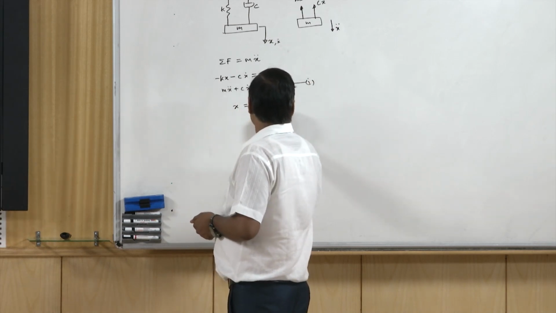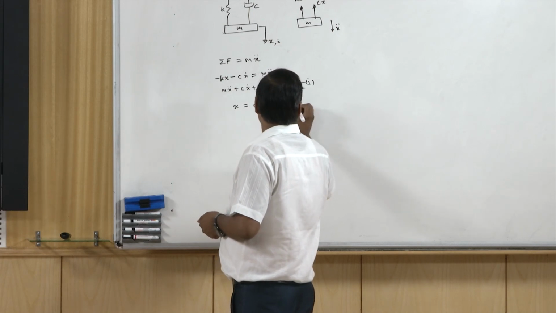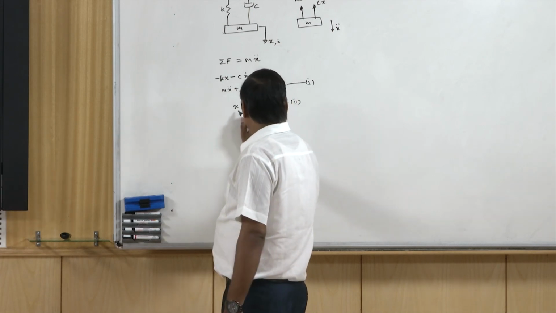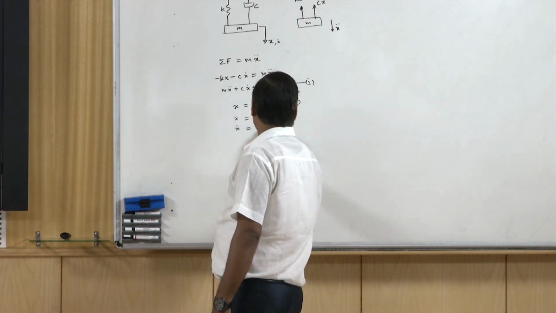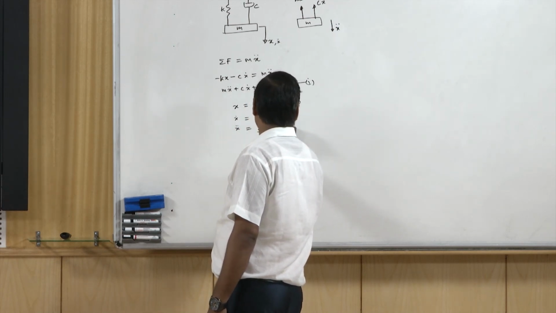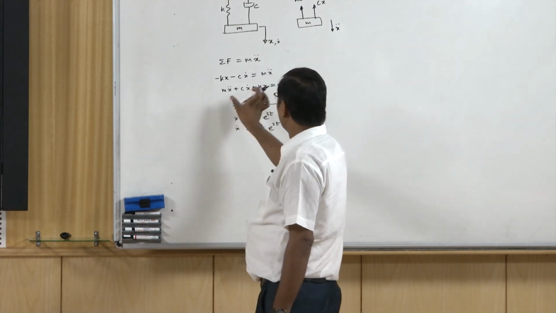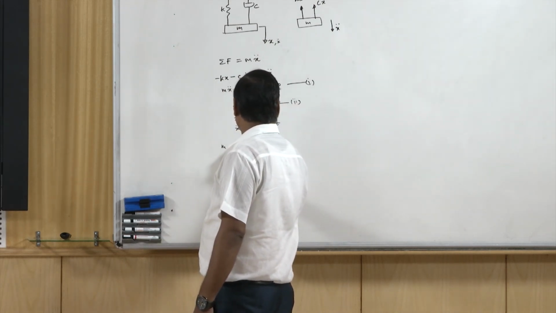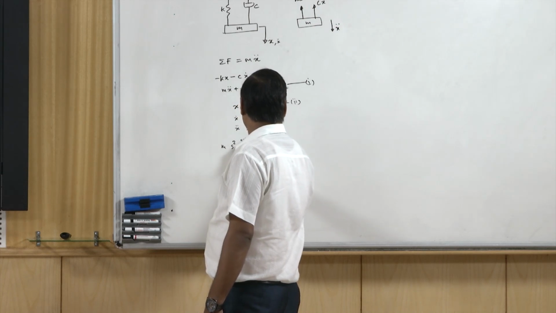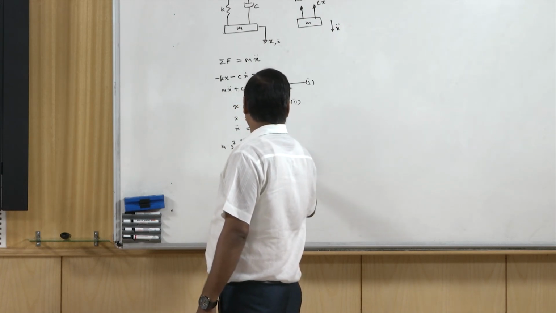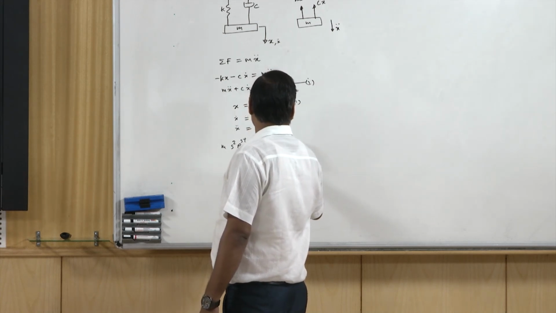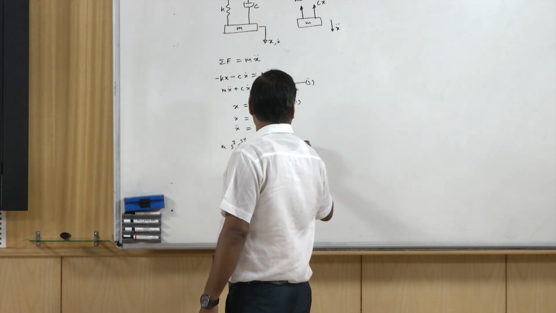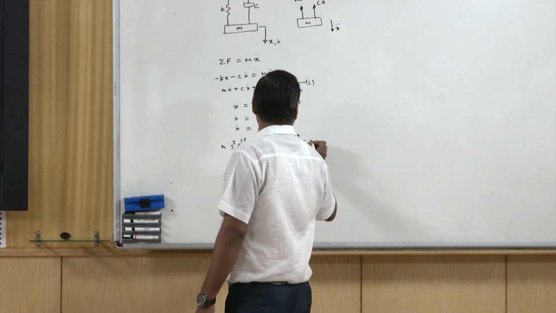So put x equal to e power st. So x dot equal to s into e power st, and x double dot equal to s square into e power st. We put these values in this equation. So m into s square e power st plus c into s e power st plus k e power st equal to 0.